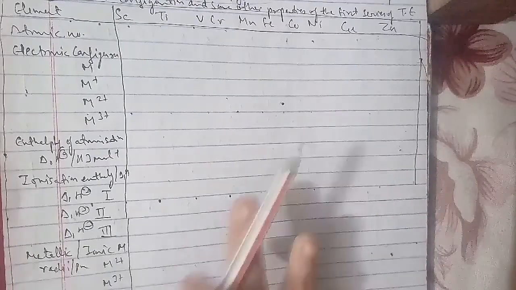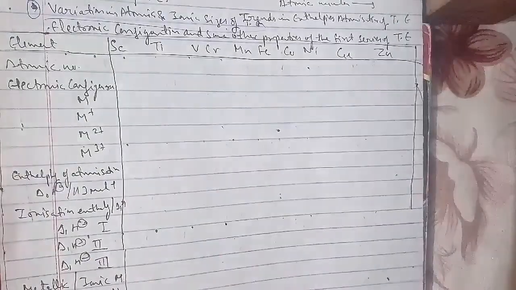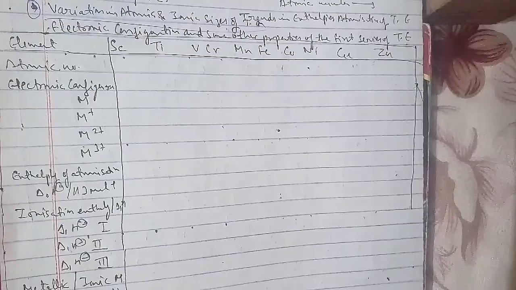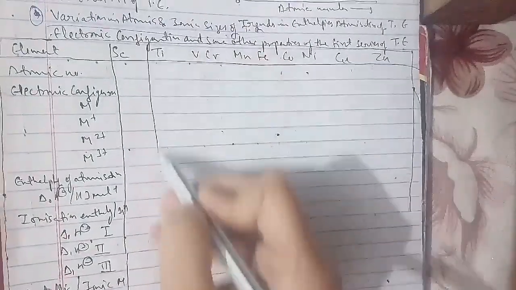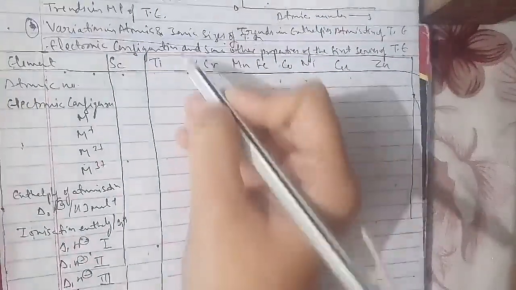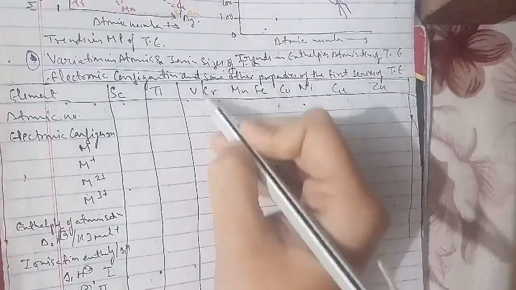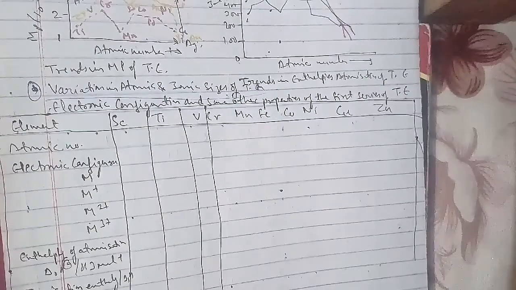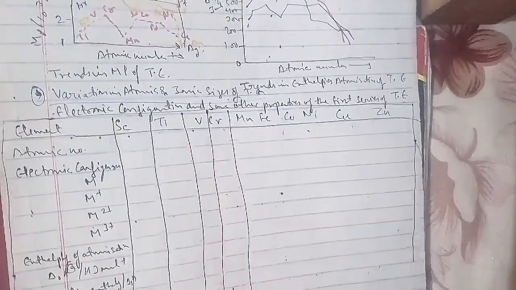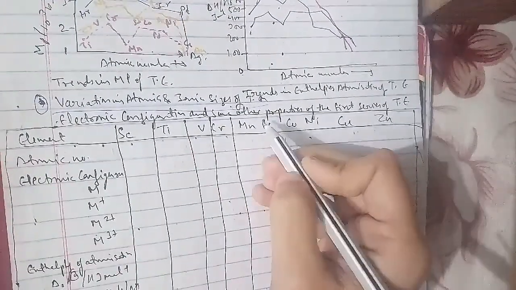Explain that as well. So yes, we'll go ahead, and as I told you, starting with the atomic number, then we'll complete everything here in the table. So I just write it down for atomic number here: 21, 22, 23, 24, 25, 26, 27, 28, 29 and 30.